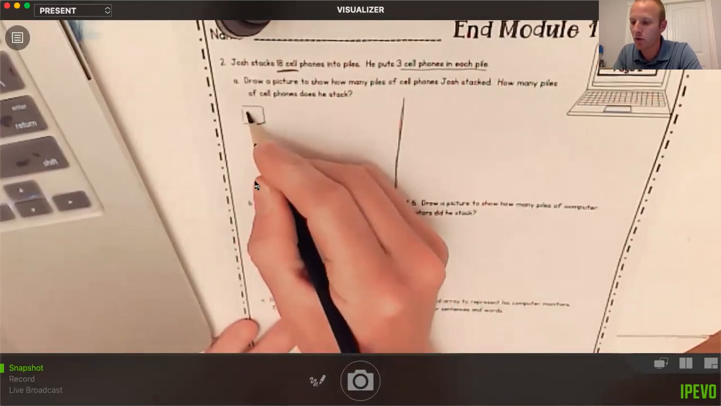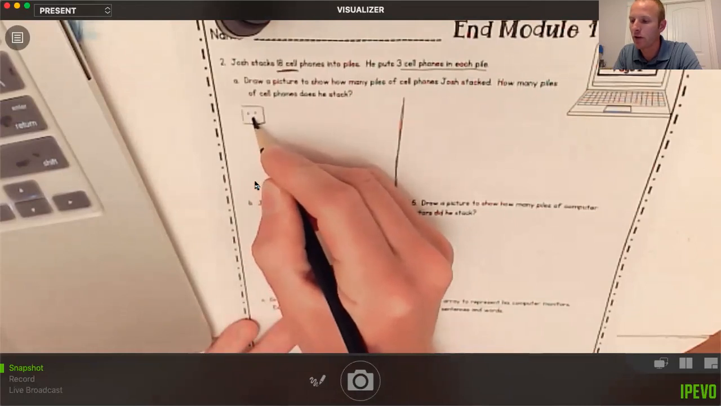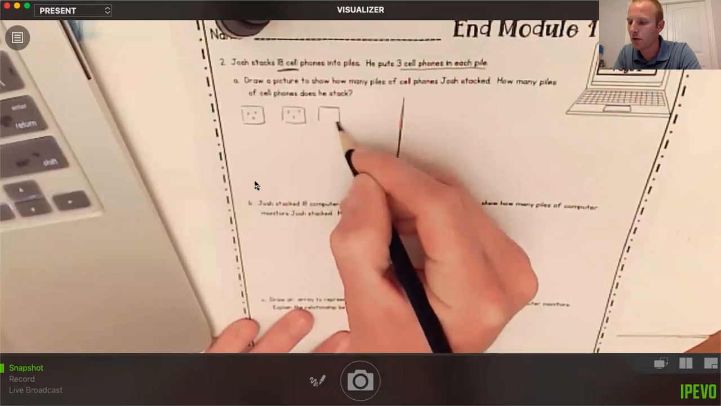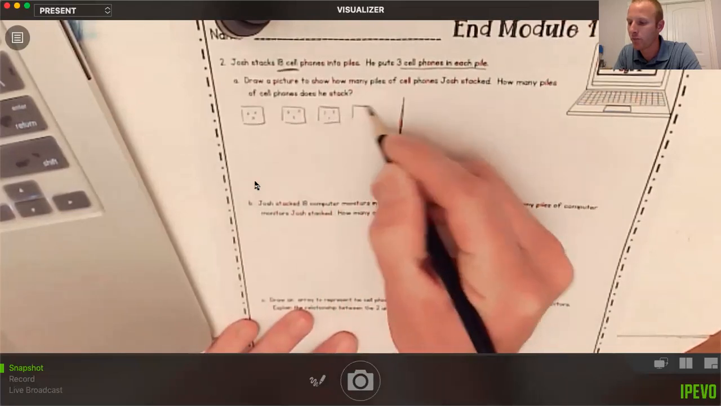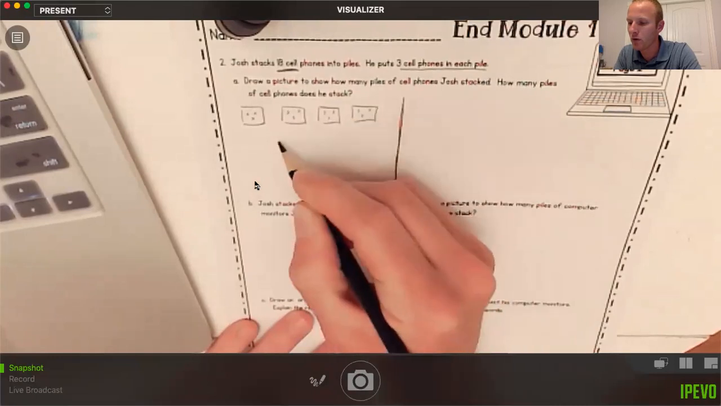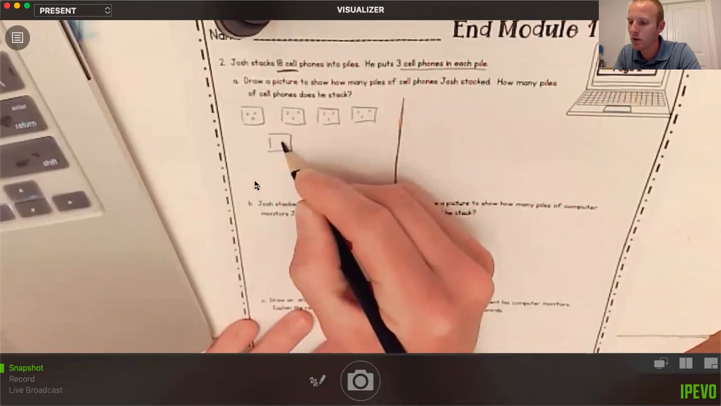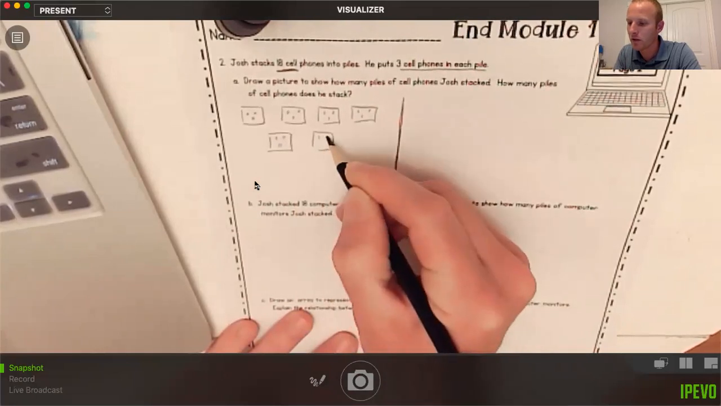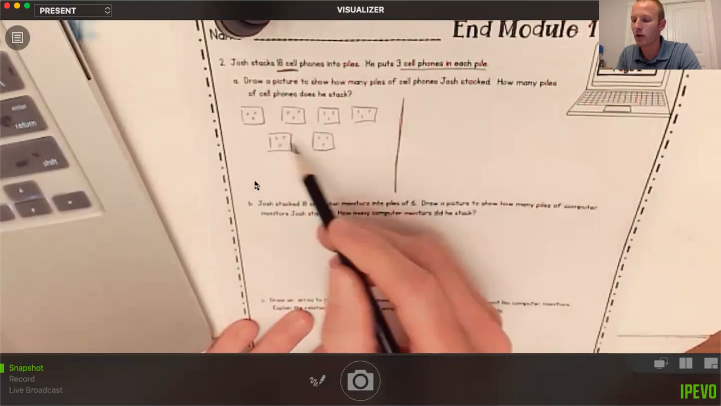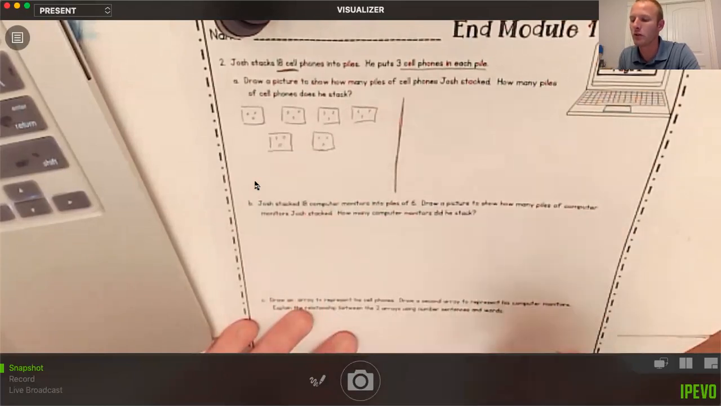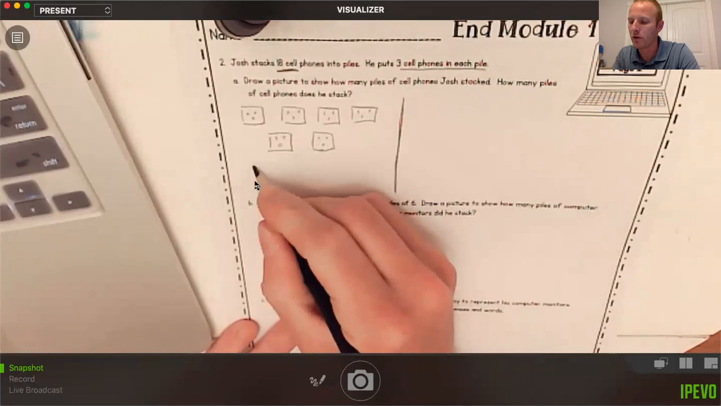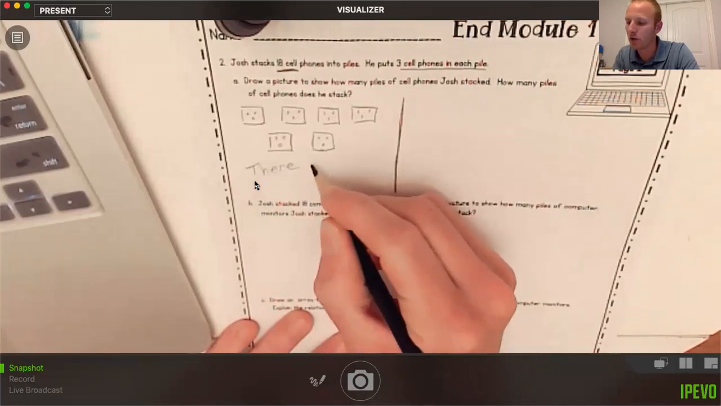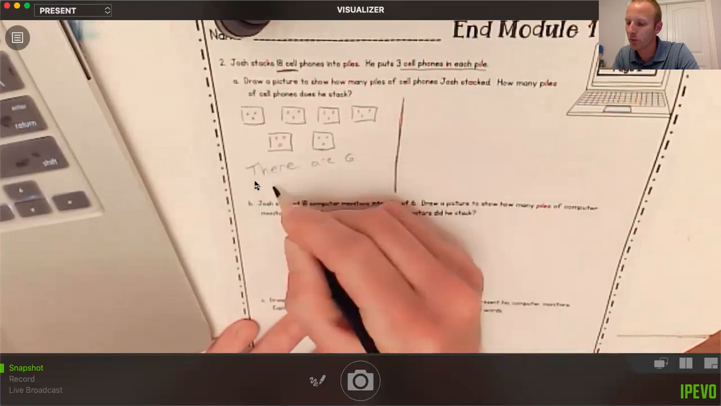So you might say 1, 2, 3, that's a pile. 4, 5, 6, 7, 8, 9, 10, 11, 12, 13, 14, 15, 16, 17, 18. And I drew a picture that showed 3 cell phones in each pile, and I end up with 6 piles. There are 6 piles.